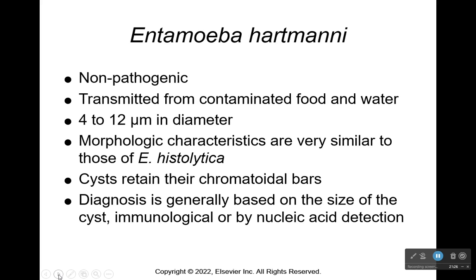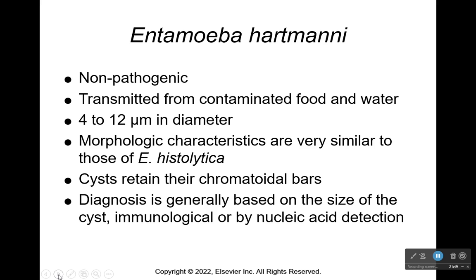Another one is Hartmanni. It also comes from contaminated food or water. A little bit smaller, definitely, than the Entamoeba coli. Looks a lot like the histolytica. Does have the chromatoidal bars, a lot like the histolytica. Again, we look at size, immunological testing, and nucleic acid detection, because this one is a little bit smaller.